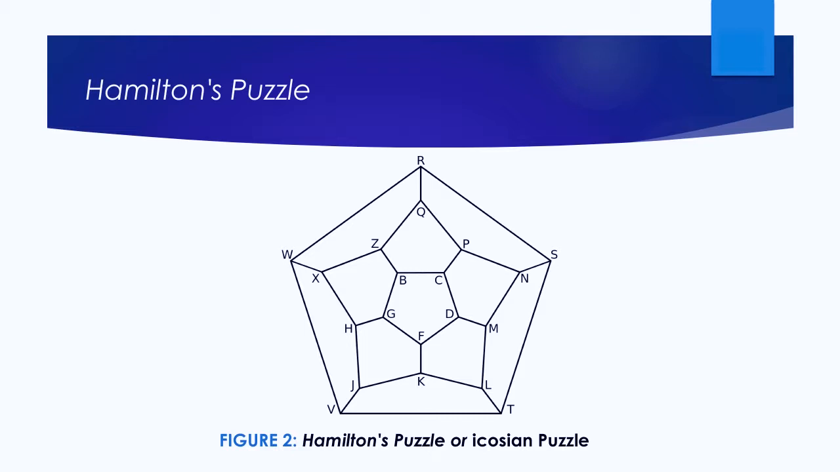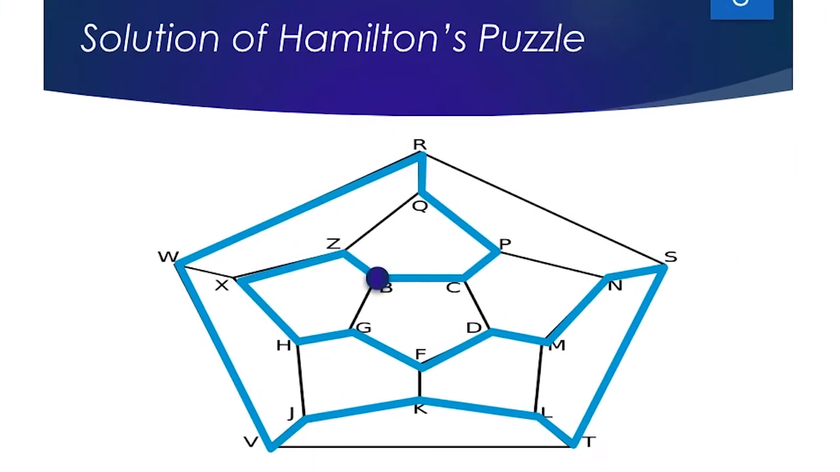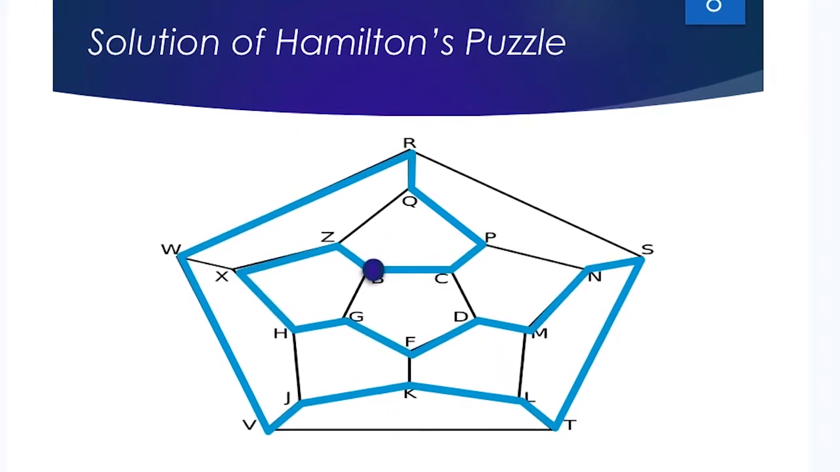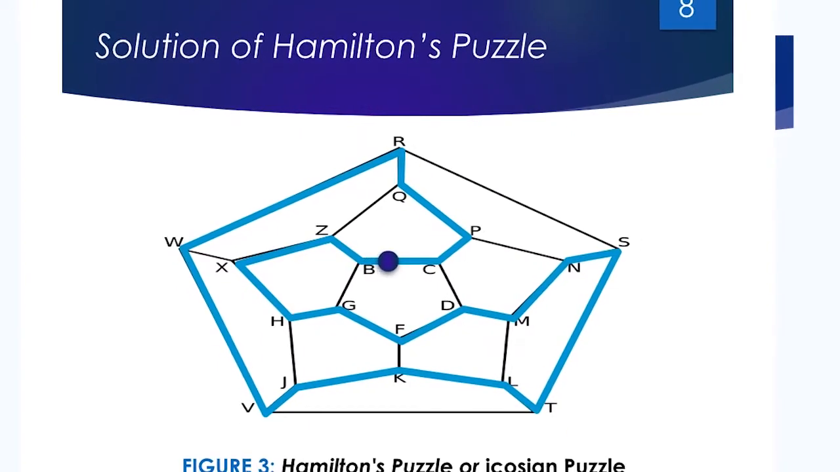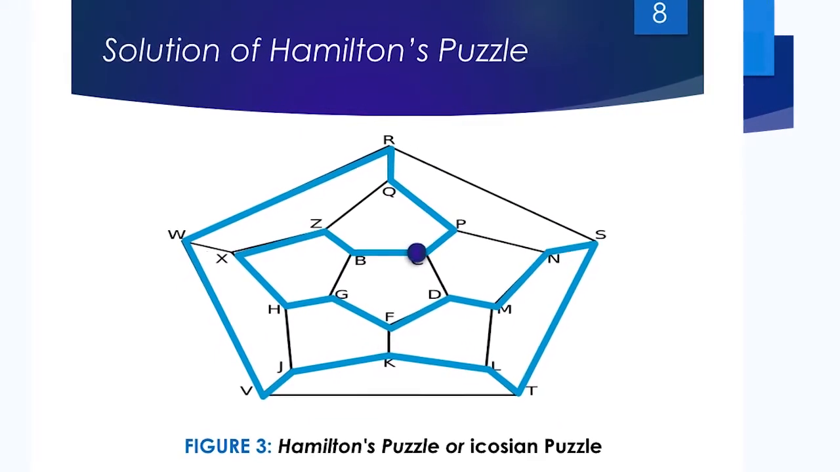In figure 2, we need to start at any node, let's say B, and visit all nodes by traveling each edge exactly once. Try to think which path is the best one to solve what is called Hamilton's puzzle.